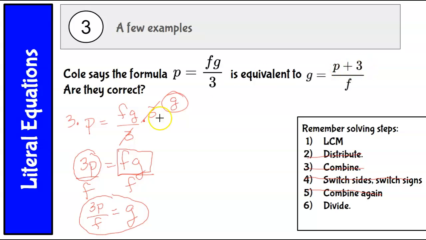This is P plus 3. Is that the same thing, 3P and P plus 3? Is that the same thing? It's just in a different order? No, it's not the same thing. We know it's not the same thing because this is P plus 3 and this is 3 times P, and that's two different operations. So I'm sorry, Cole, this is not correct.